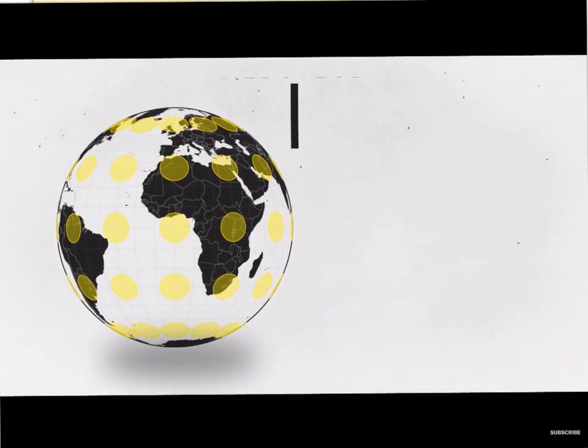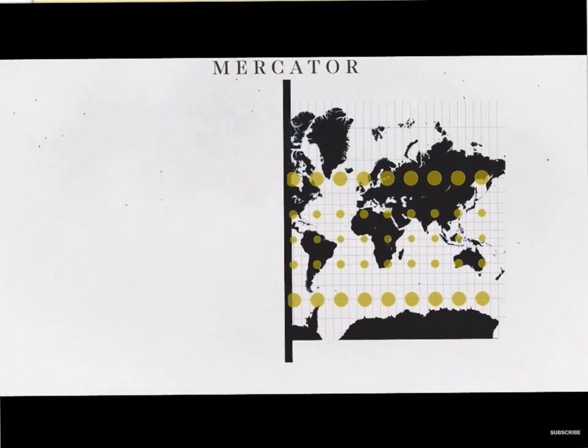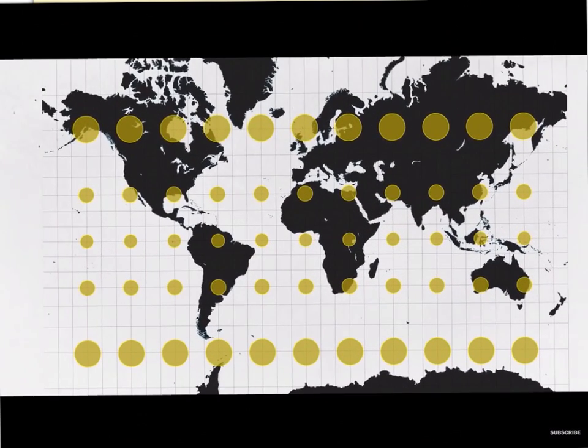If we put a bunch of dots onto the globe that are all the same size, and then project that onto the Mercator map, we will end up with this. The circles retain their round shape, but are enlarged as they get closer to the poles.